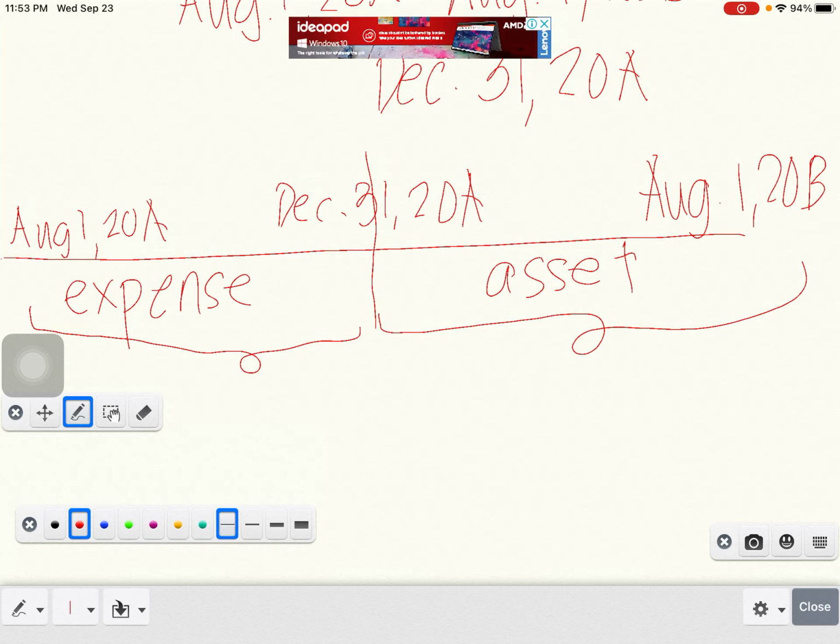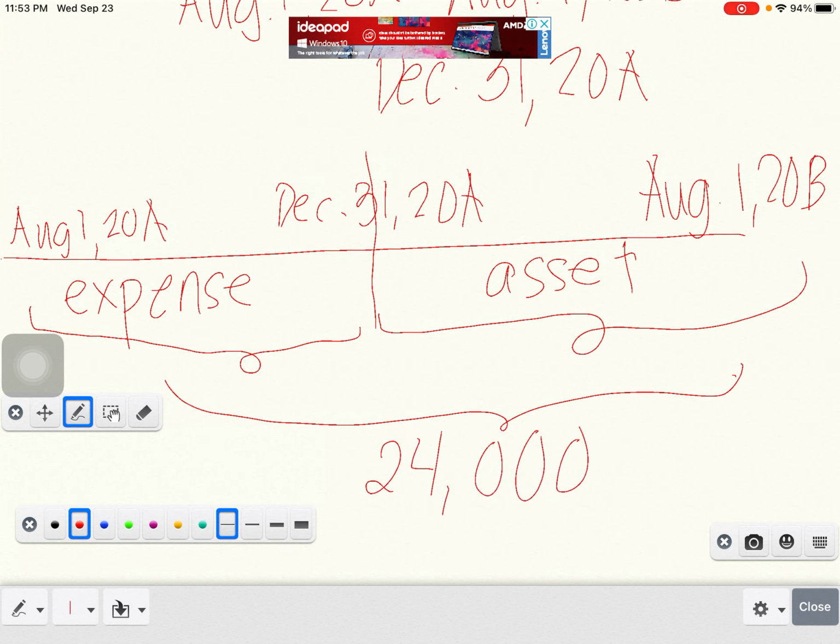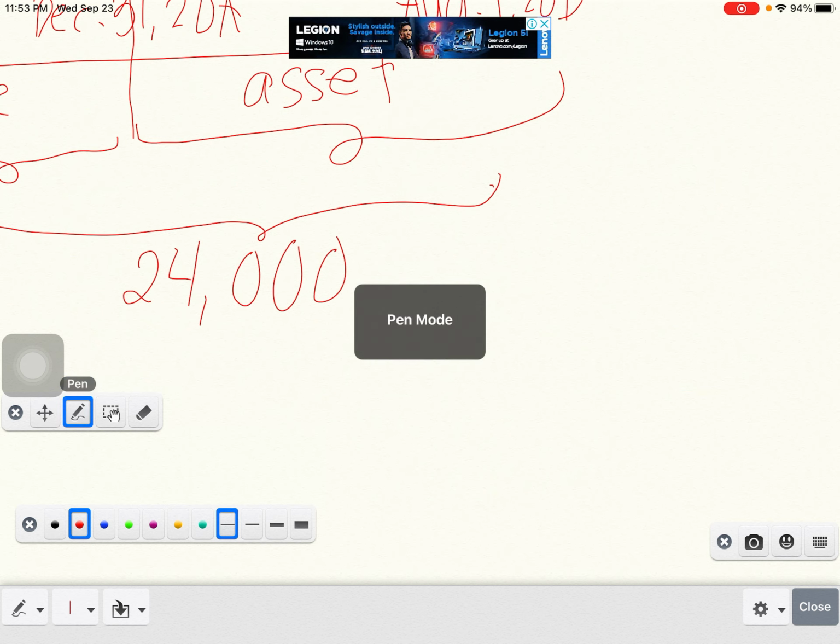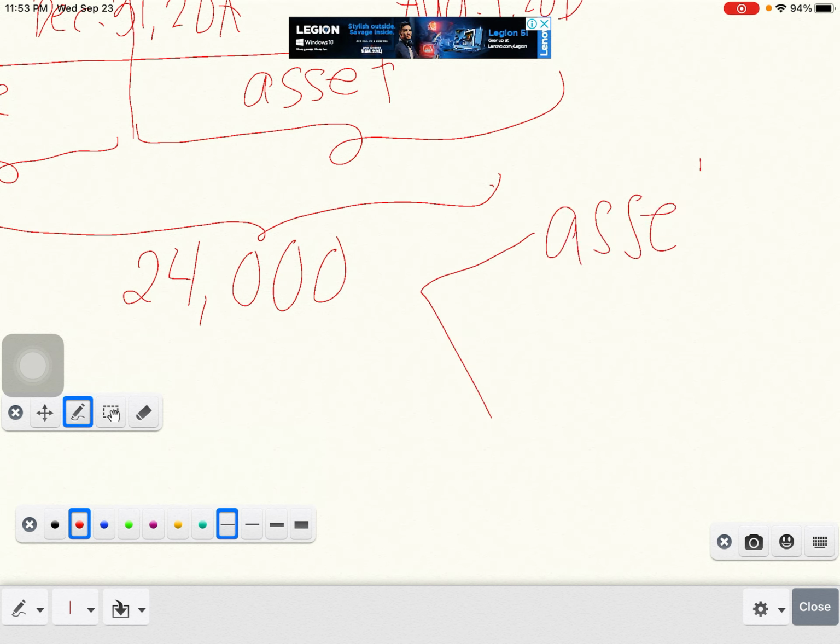What would happen is you would record them in bulk. You paid the whole 24,000. That's for the whole 24,000. But it's not solely for an expense or it's not solely for an asset. So we have to divide that one. So how will you divide that one? You must know how many months are asset and how many are expense.